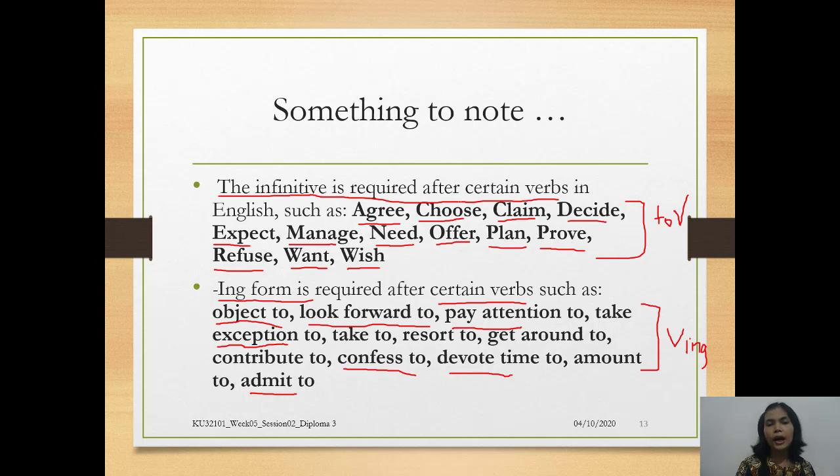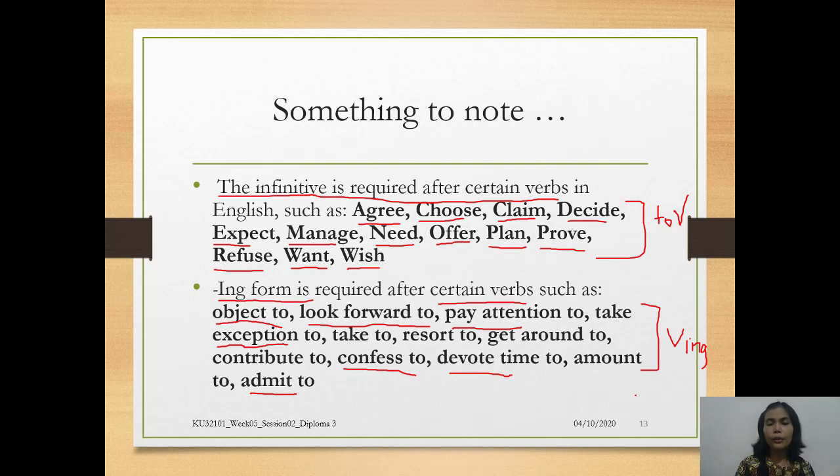So if you find the word agree, choose, claim, decide, expect, manage, need, offer, plan, prove, refuse, want, wish, it must be followed by to infinitive. And then if you find object to, look forward to, pay attention to, take exception to, take to, resort to, get around to, contribute to, confess to, devote to, or amount to, and admit to, it must be followed by verb ing.